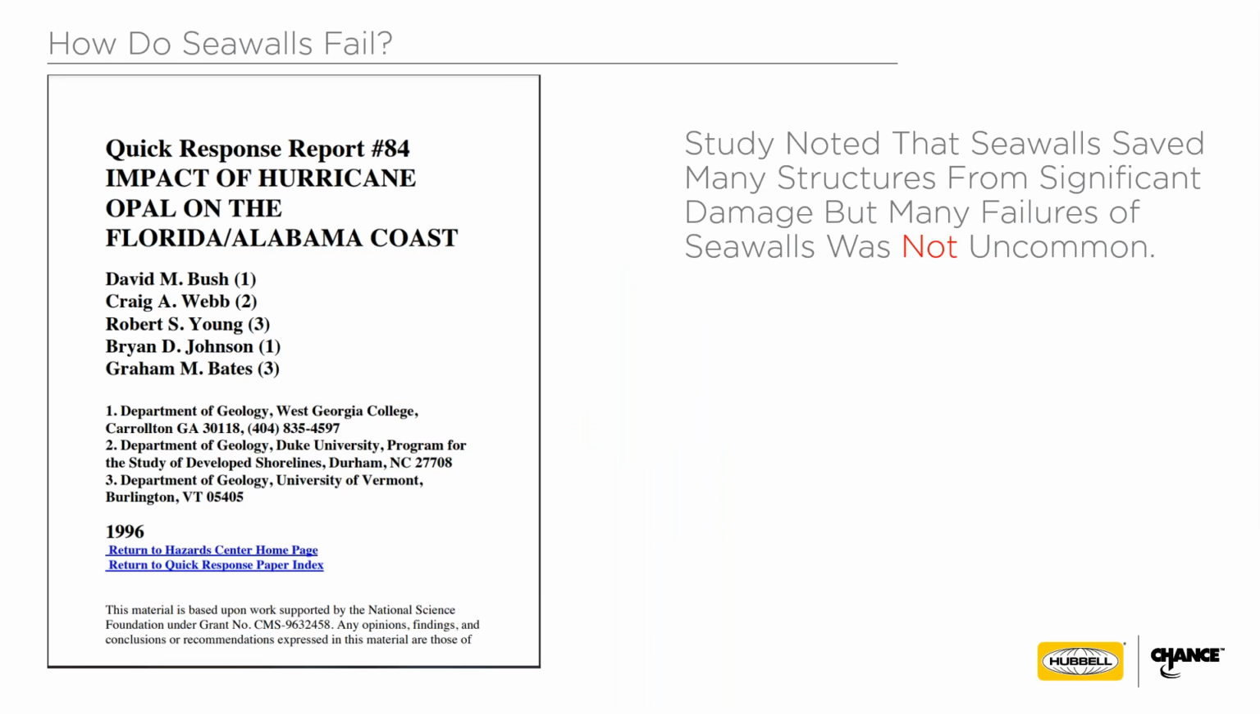So after Hurricane Opal, there was a study done by the National Science Foundation that studied all the damage and the impact of Hurricane Opal on the Florida-Alabama coast. A lot of this information came from that study. They identified the types of structures we're going to talk about, how they did significant saving of structures, preventing damage, but many of these structures failed, and they tried to categorize and highlight the reasons that some of these structures failed.